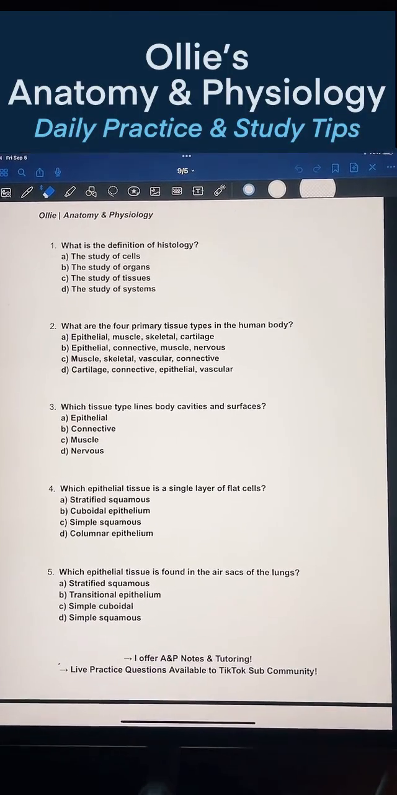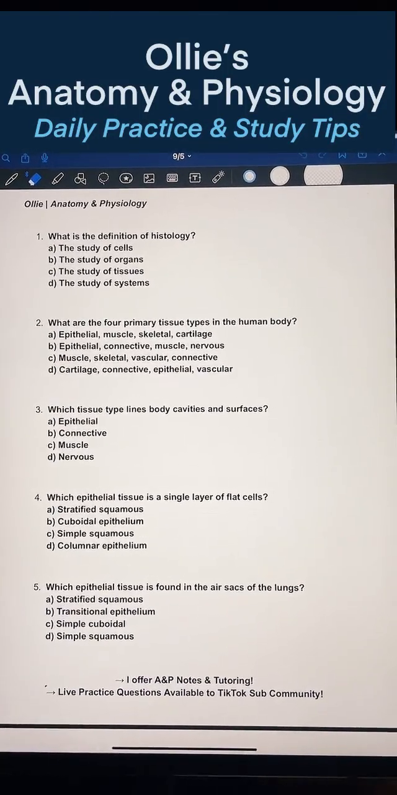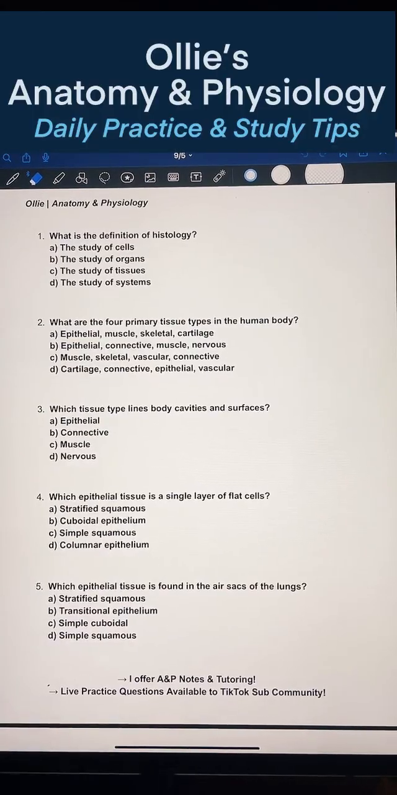I have about 60 questions here for histology. Doing histology today.